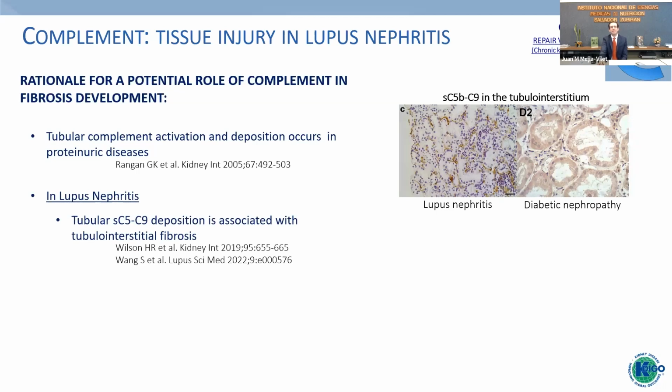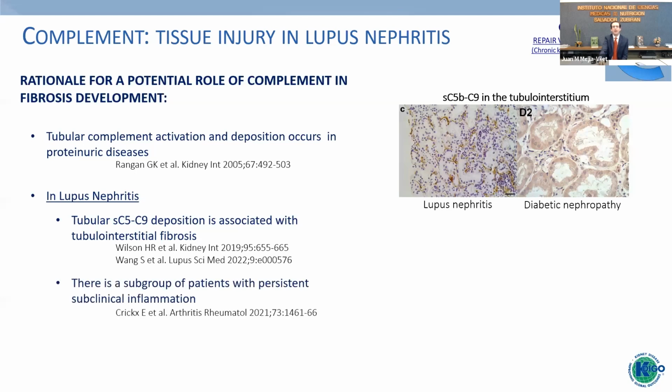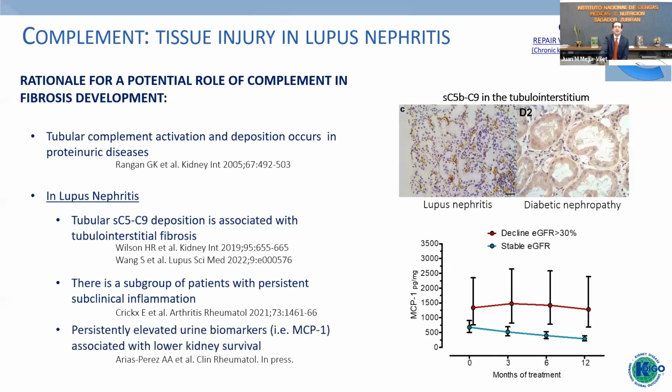Particularly in lupus nephritis, these deposits of the membrane attack complex have been associated with a worse prognosis and have been shown to happen even in patients without active inflammation, patients with chronic biopsies. And we know there is a subgroup of patients with lupus that, although they have a partial response, remain with subclinical inflammation. They remain expressing some biomarkers, like here I show you a graph for MCP1, and these patients are the ones who progress in their kidney disease.